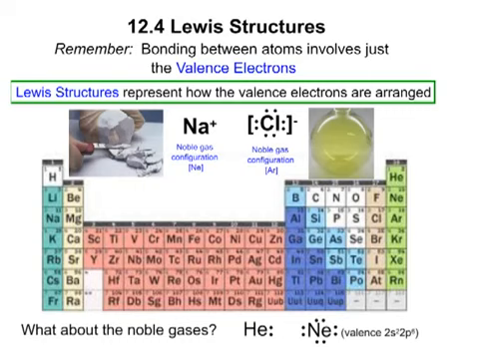So what about the noble gases here? We can see that helium has 2 valence electrons, 1, 2. Neon has its full octet. These are the valence electrons in the electron configuration, and those are what the noble gases look like when we write their Lewis structures.